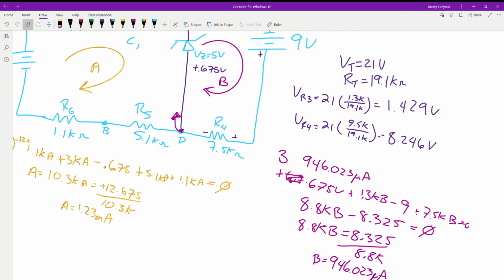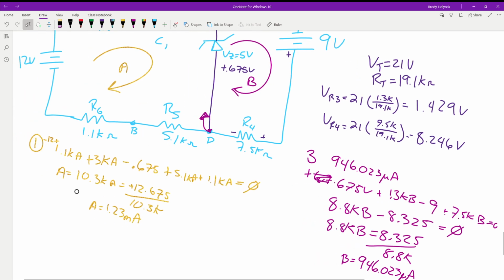What value did you get? 945.978. Mm-hmm. Unless you had just a slightly different answer here. Anyway, we're good. We're within tolerance.